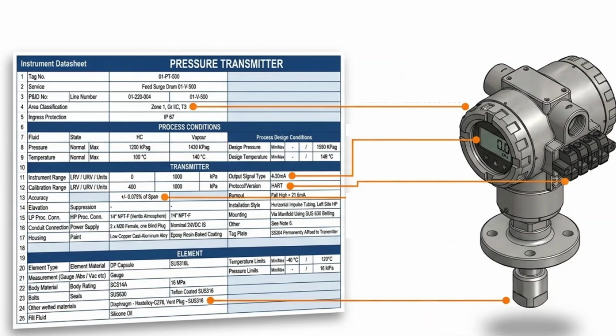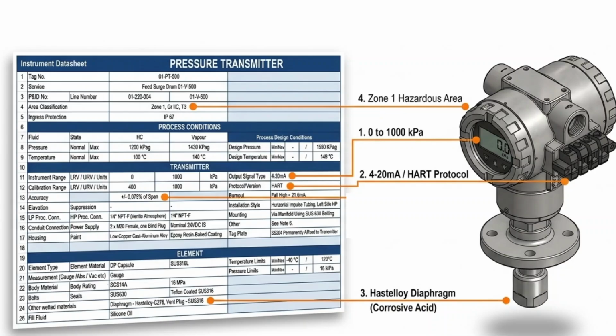Okay, but why does this matter? Because when you order an instrument, you are not just ordering a pressure transmitter. For example, you are ordering a pressure transmitter that measures between 0 and 1000 kilopascal, outputs 4 to 20 milliamps, connects to a HART protocol, and uses a diaphragm made of Hastelloy because it's measuring a corrosive acid. It's rated for a Zone 1 hazardous area. Every single one of those details is on the datasheet.